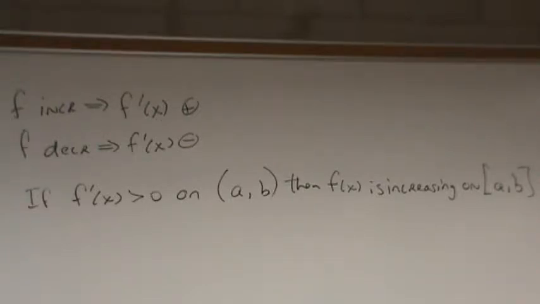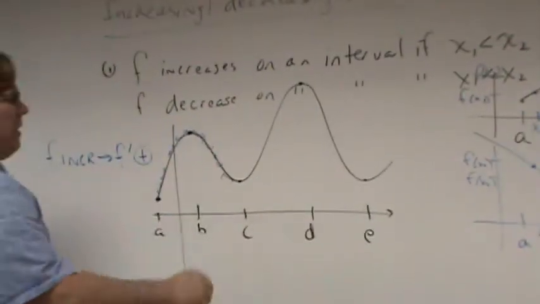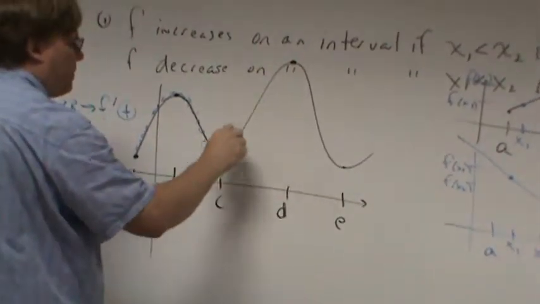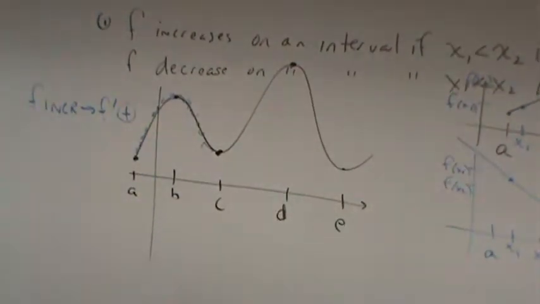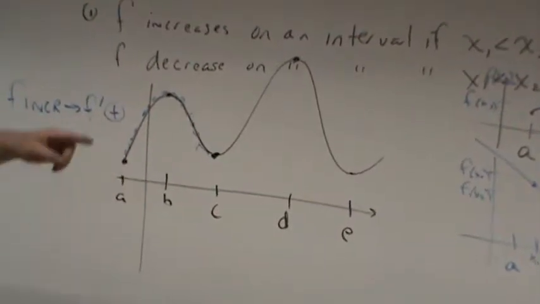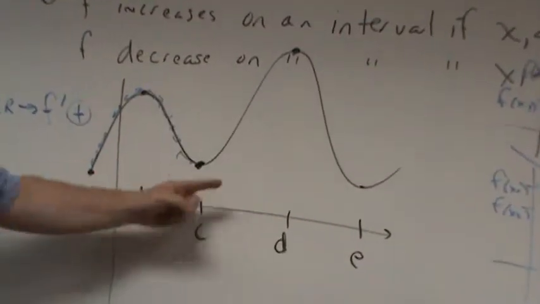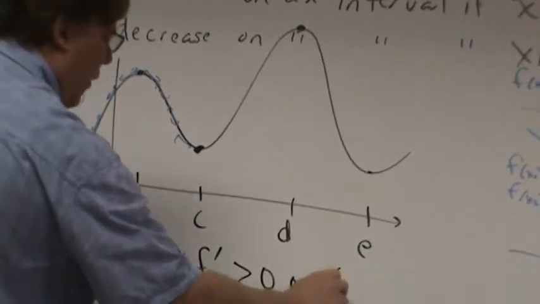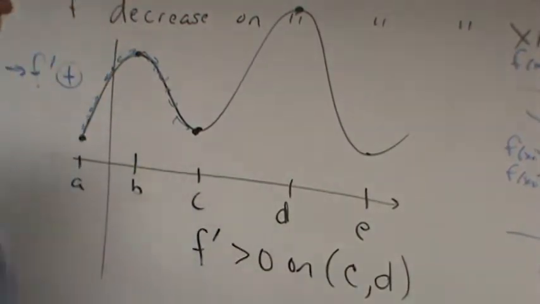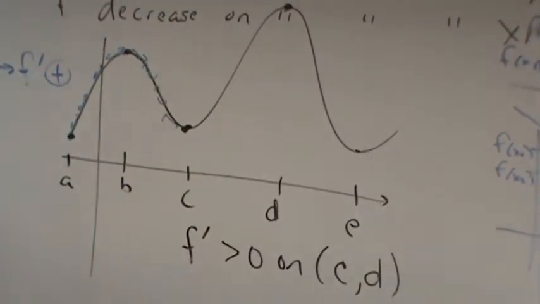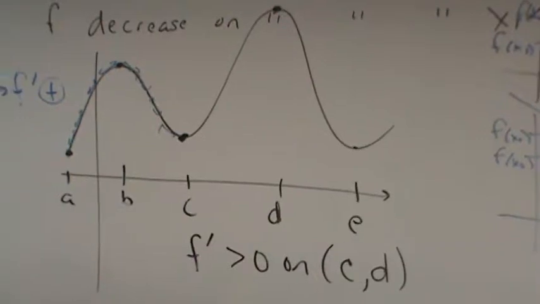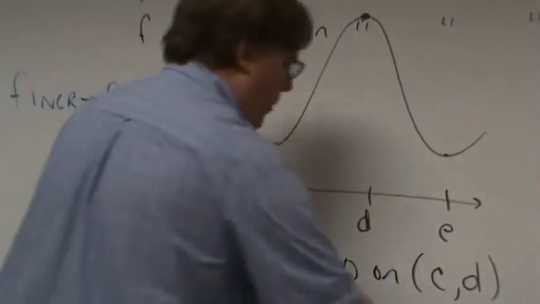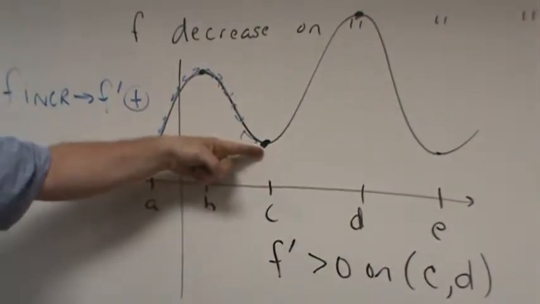Look at this interval from A to B, or maybe I'll choose a different one. How about from C to D? Look at this interval from C to D. Are you okay that f prime is greater than 0 on the open interval from C to D? Why don't I use the closed interval from C to D? Isn't f prime greater than 0 on the closed interval from C to D? Why can't I use the closed interval? What's wrong with me saying that f prime is greater than 0 at C?